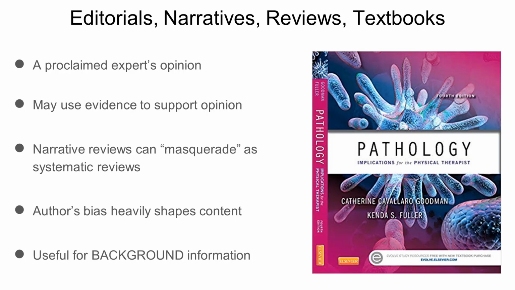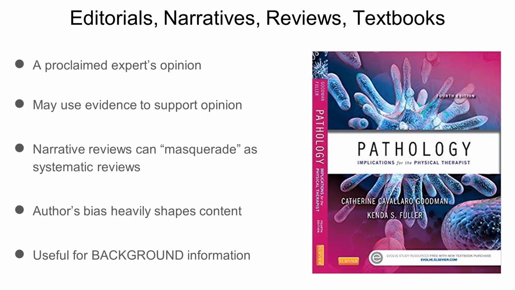Starting at the bottom of the research evidence pyramid, we have narrative reviews, expert opinion, and textbooks. Remember, this comprises the largest amount of evidence that's available for us out there. However, it's not the best. It's mostly useful for background information. And here I've shown a picture of a textbook. This is a pathology textbook.